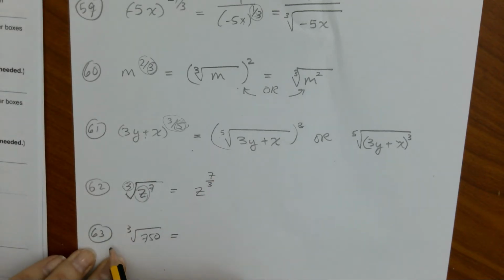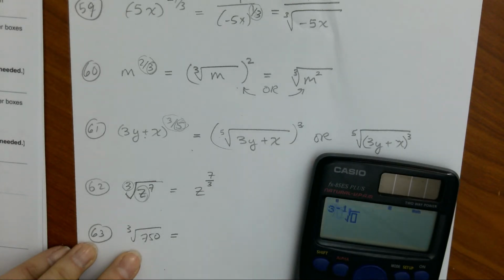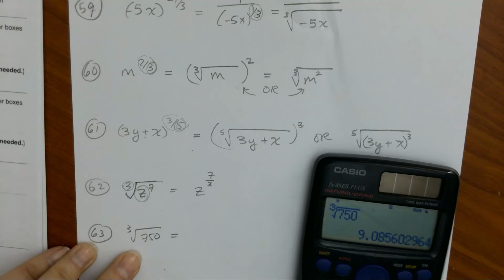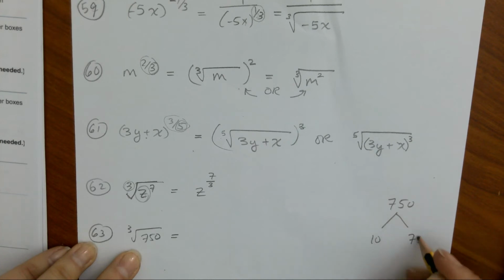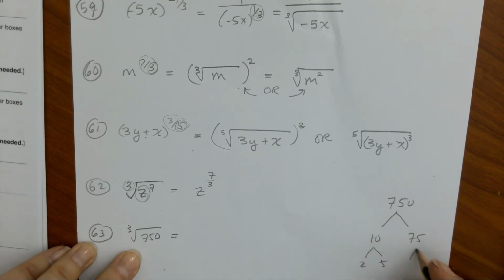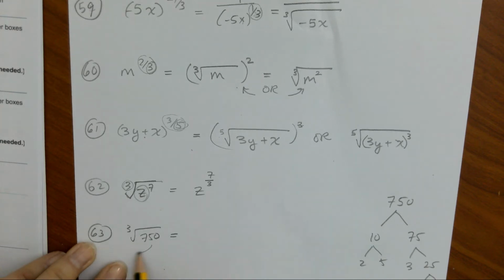So 63 says I just have to simplify this. So let's check. Can I do the third root of 750? No, it's messy. So what's here? It's 10 times 75, 2 and 5. 75 is 3 times 25, and that's 5 times 5. So in order to take anything out from underneath this exponent, I have to have a group of 3.